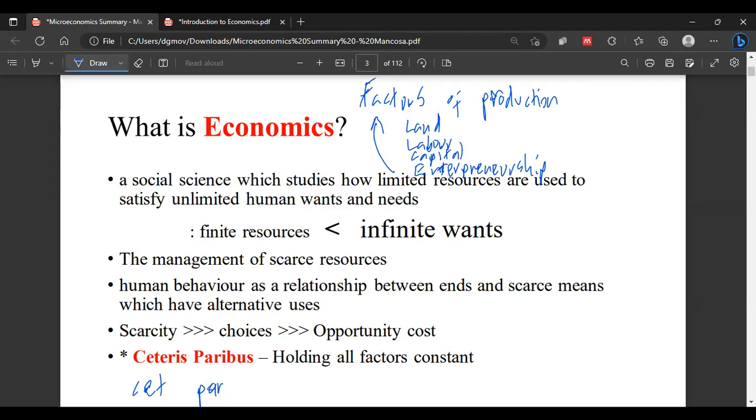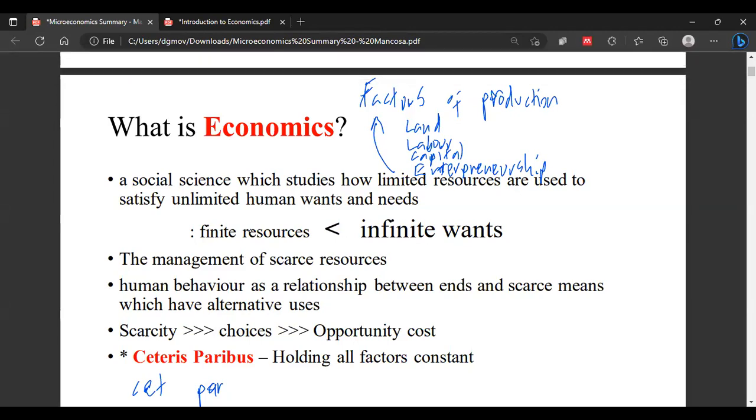Land, labor, capital, and entrepreneurship. And this is a crash course. I'm going to try and explain everything quickly. If you're taking notes, I hope you can write fast. So when we talk of these limited resources, we are simply referring to what is known as the factors of production.